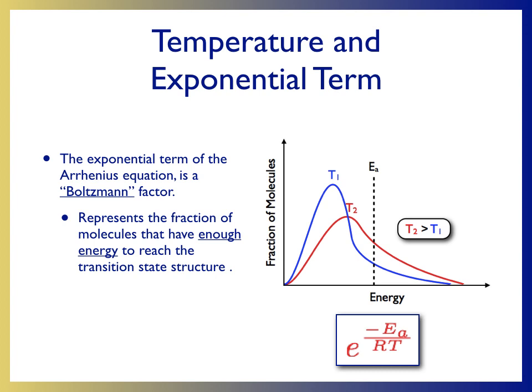Molecules with kinetic energies to the right, at higher energies than the activation energy, are those molecules that have enough energy to reach the transition state structure. We take the number of those molecules as the area under the curve. The area under the red curve is higher than the area under the blue curve, indicating that more molecules at temperature T2, the higher temperature, have enough energy to reach the transition state structure.